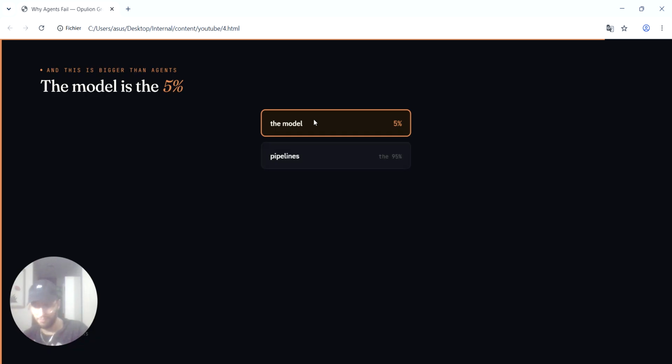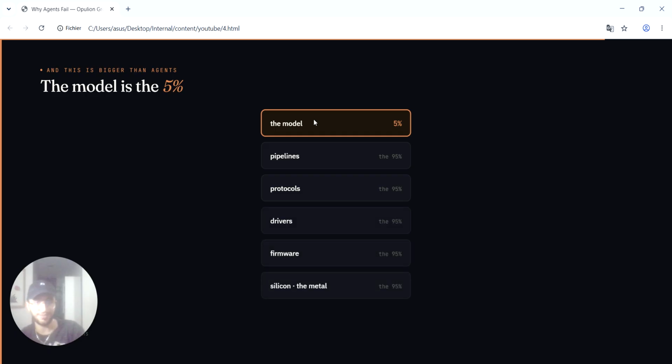Then we have pipelines, 95%, protocols, 95%, drivers, firmware, silicon, the actual metal here. Basically, everything under the model, that's the 95%, and that 95% is where the failure actually lives. And that's what's happening in every single one of these systems, because the model was always just a small part, just a tipping point.